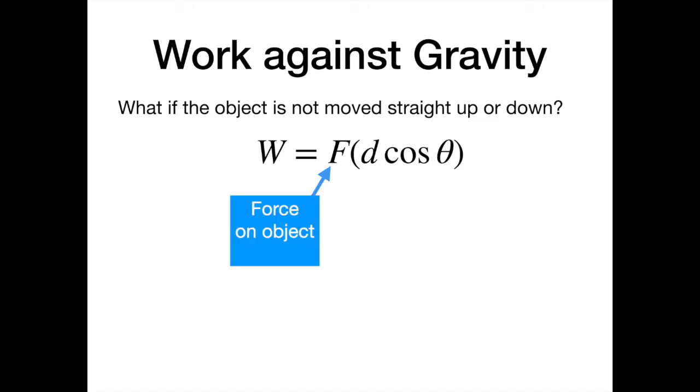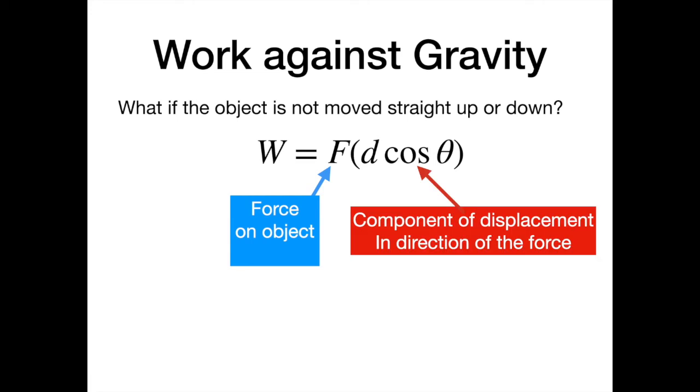So here I have the force on the object, and I have the d cosine theta grouped together. Now rather than breaking the force into components, I'll break the displacement into components. Only the displacement that's in the direction of the force or opposite to the direction of the force will matter. Anything that's perpendicular to the force will not matter for the amount of work that's done.